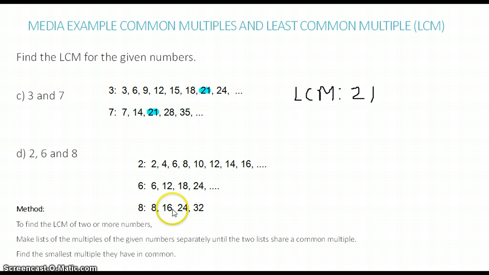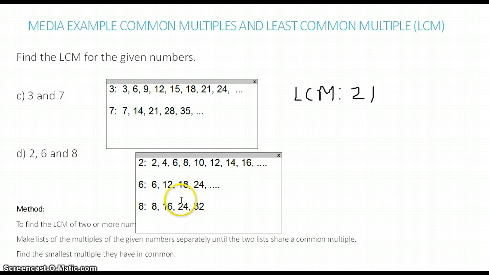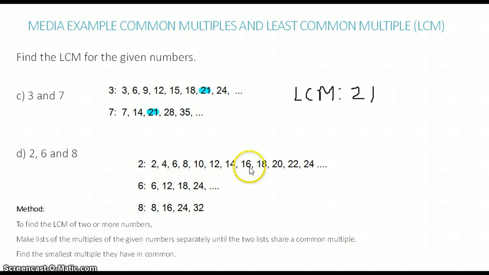12, 6 has 12, but 8 doesn't. 14, neither 6 nor 8. 16, well, 8 does, but 6 doesn't. So it looks like we're going to have to continue on a little bit further with our multiples of 2. So let's make some more multiples. And I'm noticing they have 24 in common, so if I continue on in this list, 18, 20, 22, and 24 is a multiple of 2 because it's even. Now I have my first common multiple, or the least common multiple, of all 3 numbers.